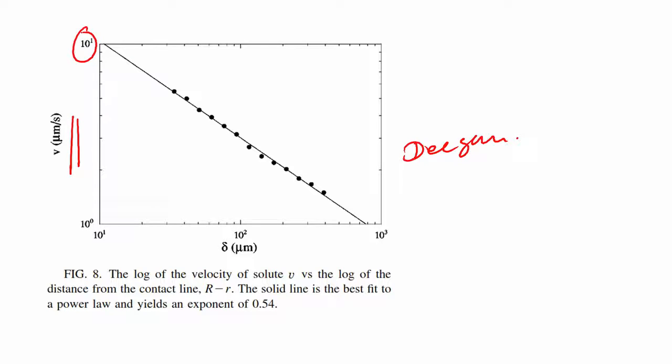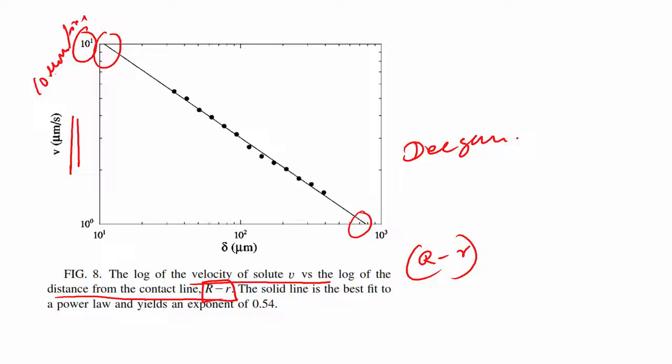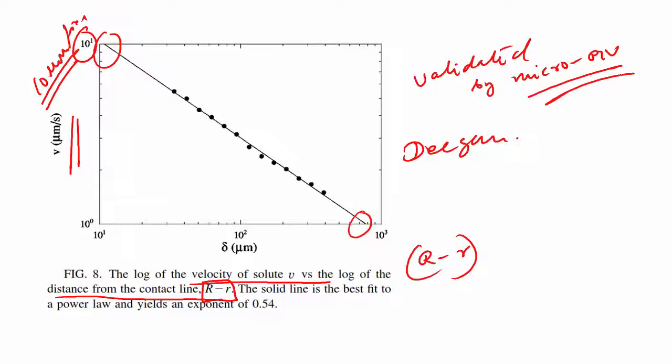This is the log of the velocity of the solute, that is the particles in this case, versus the distance from the interface, that is R minus small r. As you can see, when R minus small r goes to very low values, you have a very high velocity, and this will progressively go down. The velocity is of the order of 10 microns per second. This has also been validated by numerous groups including ours, validated by micro PIV or microparticle image velocimetry measurements, which have confirmed that this is what actually happens.